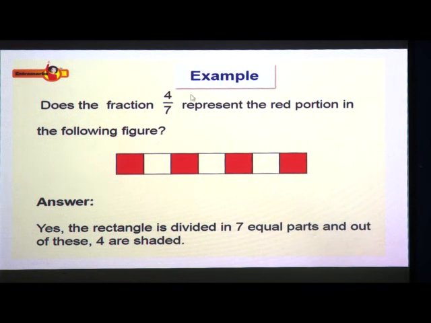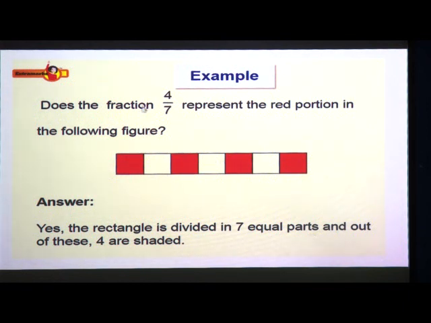Next example, does the fraction 4 by 7 represent the red portion in the following figure? Now, we have to see first 4 by 7. How many total parts do we have here? 1, 2, 3, 4, 5, 6, 7. In the denominator we have 7 equal parts, and in the numerator are the 4 parts shaded in red color. 1, 2, 3, 4.